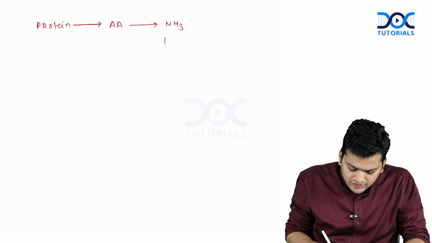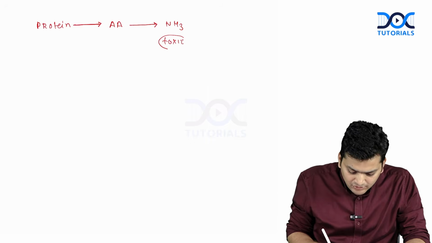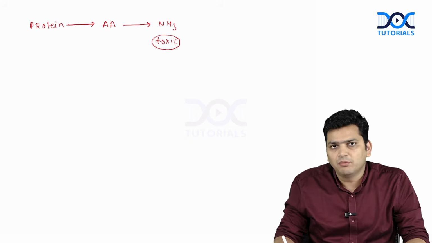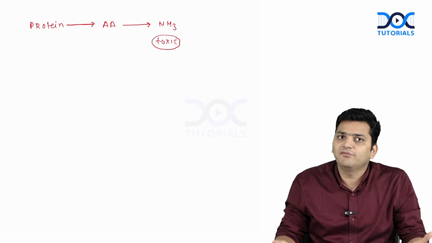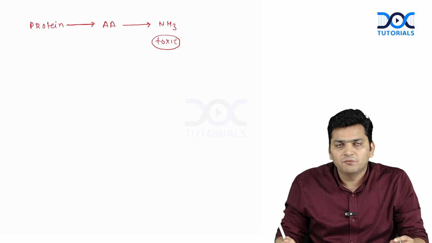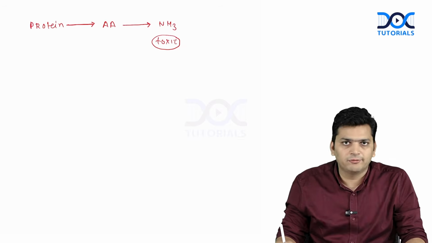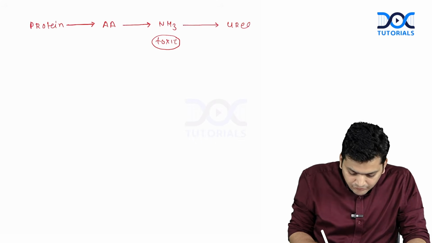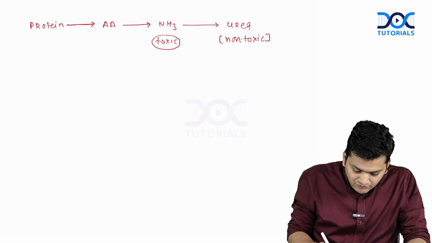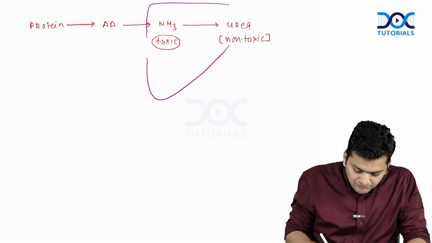This ammonia is a toxic substance for our body and we want to throw it out. But the problem is, because it is toxic, we can't directly send it to the kidney via the blood, because in that way it is going to spread all over the body. So first we need to convert it into a non-toxic form. This ammonia will be converted into urea. Urea is the non-toxic form of ammonia, and this conversion occurs in the liver.